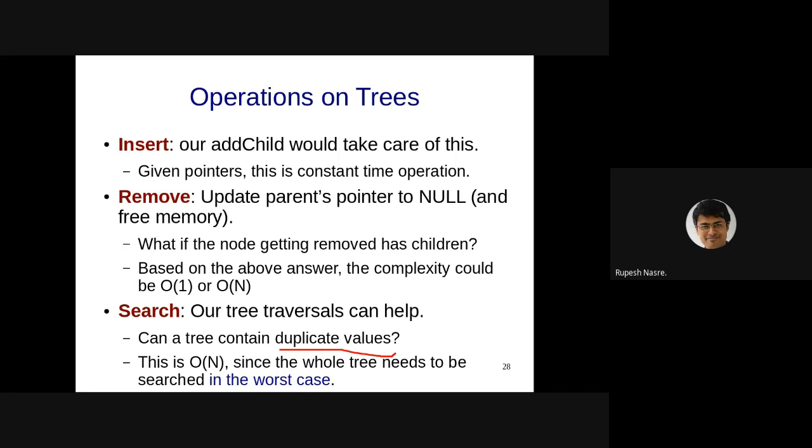In the current setting, whatever we have seen, it's going to require time linear in the number of nodes, and we will improve upon it as we look at binary search trees. In the worst case, we have to look at the complete tree. For example, the value might not be present, and therefore we have to make sure that we look at the complete tree. So that is where order n time complexity comes into the picture.